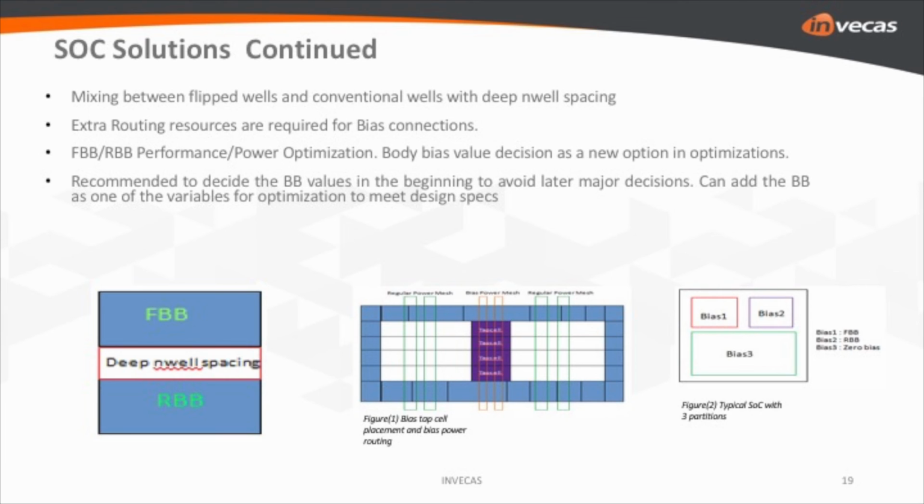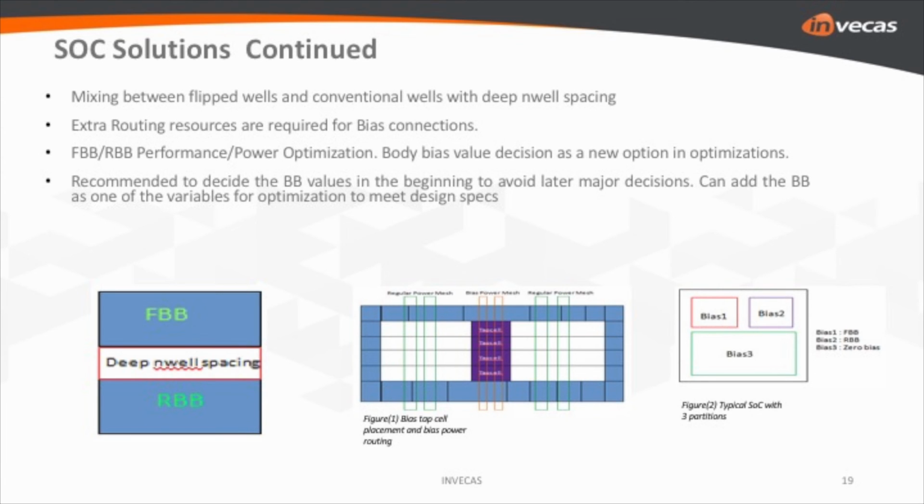Again, with forward body bias and reverse body bias, performance and power optimization, where the body bias value decision has to be made, is a new option when it comes to optimizing the overall SOC solution. So what is recommended is to decide the body bias value in the beginning itself to avoid major decisions later. We can add the body bias as one of the variables for optimization to meet the design spec itself.